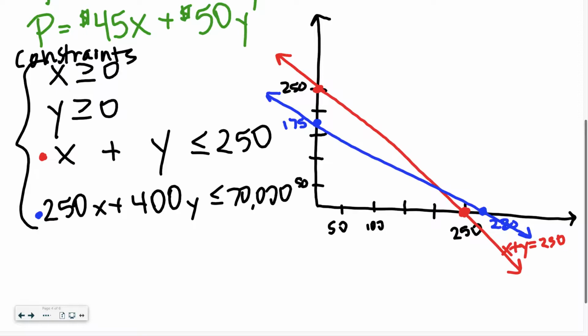And it appears that this one would also be shaded towards 0, 0. So our overlap, remember we're in the first quadrant, is going to be here because they're both going towards the origin.